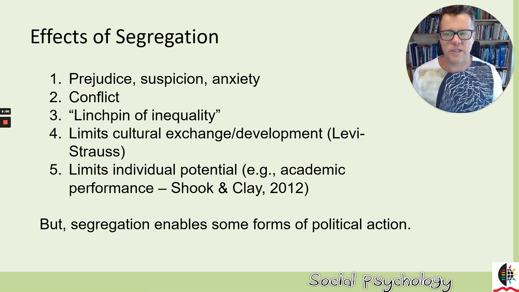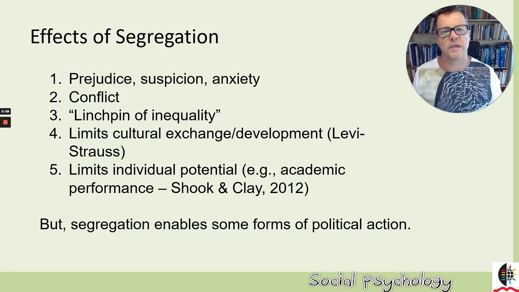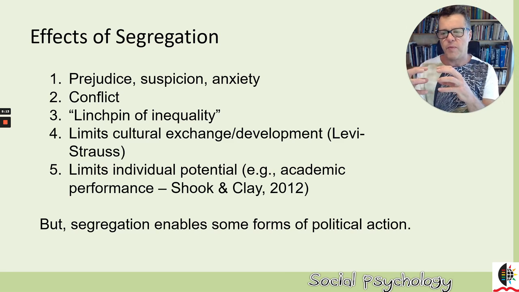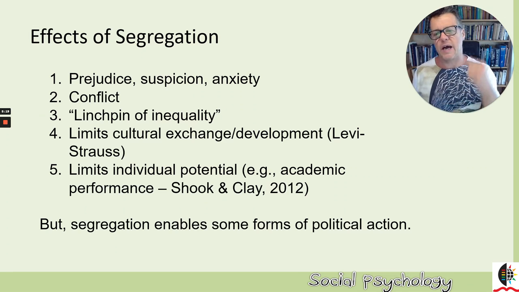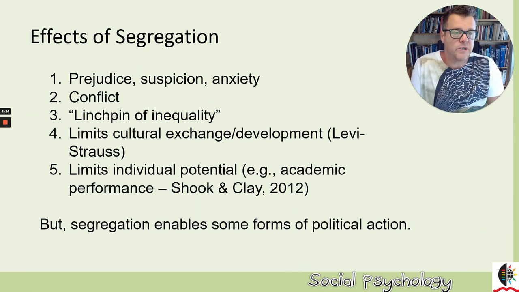Thomas Pettigrew argued once it's a linchpin of inequality. You think of segregation in schooling, segregation in employment, and segregation in housing. These three levels of segregation lock poor people into poor areas, poor schools. Their children go to those schools, and these cycles of inequality are produced through segregation. Segregation also, point number 4, limits social development.